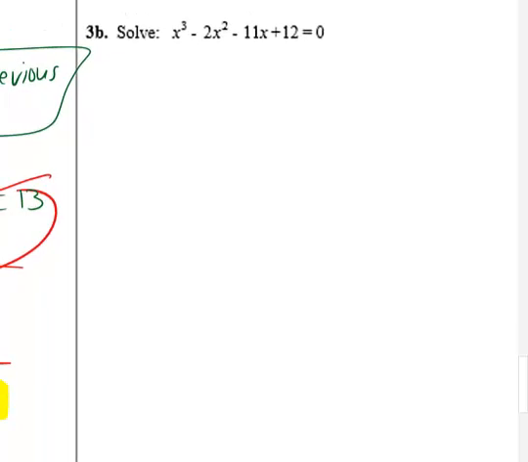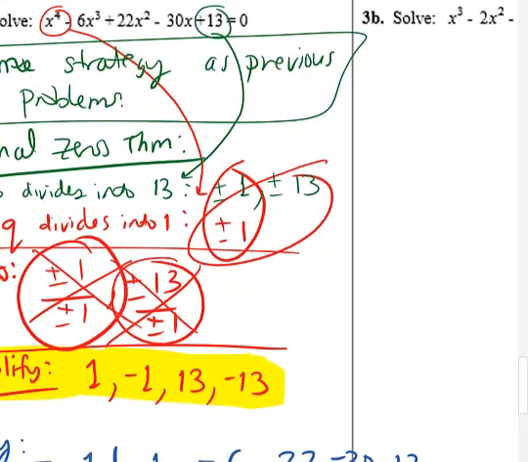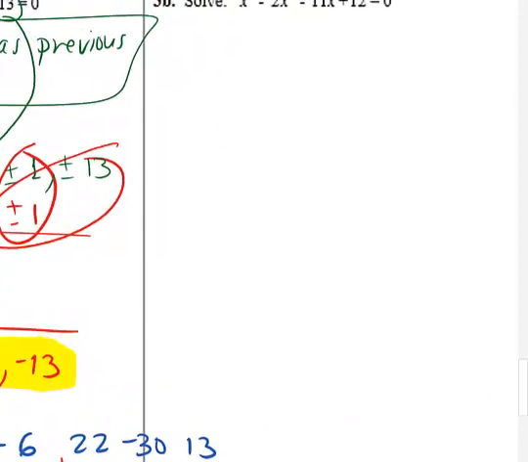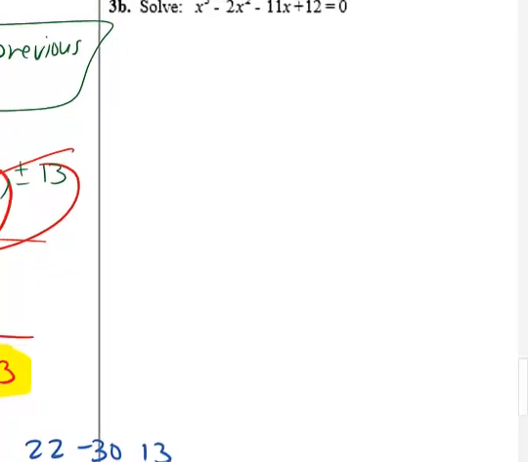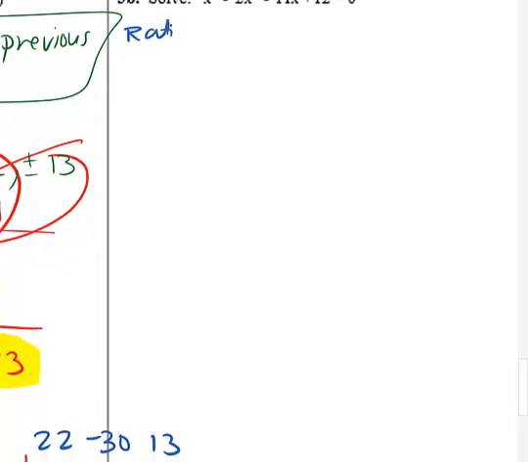This one should be a little easier, because notice the degree is 3. The last one, the degree was 4, so we had to break it down twice. This one's a lot less work. So let's go for it. We'll do the rational zeros theorem first.